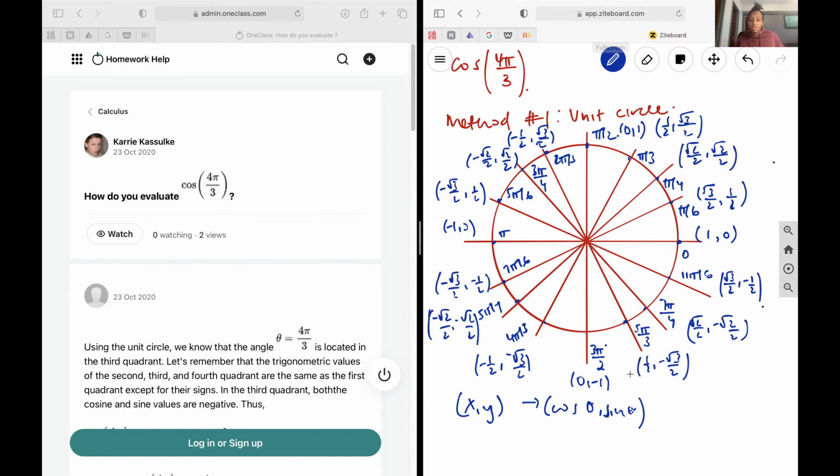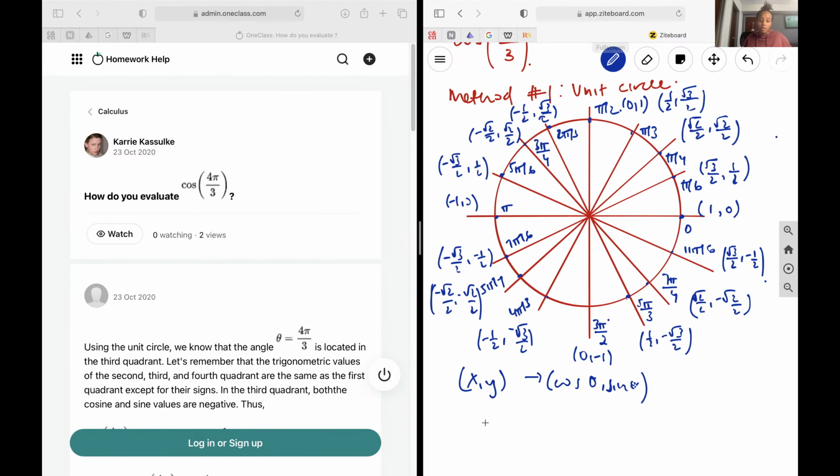Okay, and so I'm just going to look for 4 pi over 3. I see that I have it here. Remember that x is my cos theta, y is my sine theta, and so just by looking at the circle, cos 4 pi over 3 is equal to negative 1 over 2.